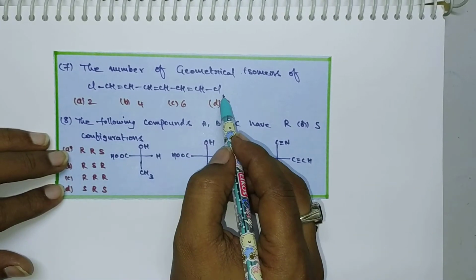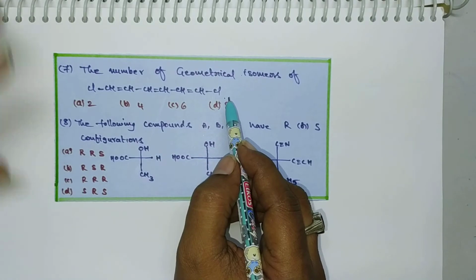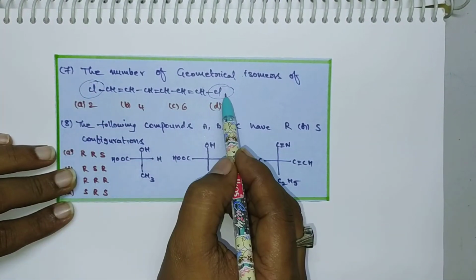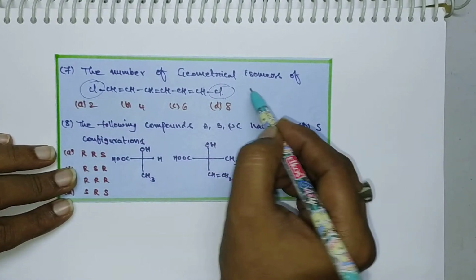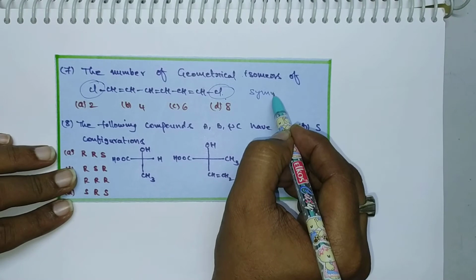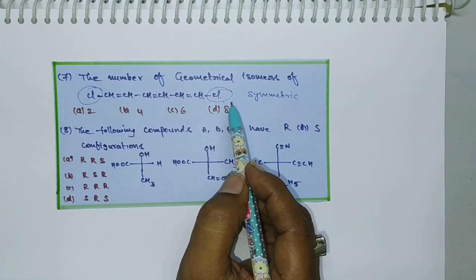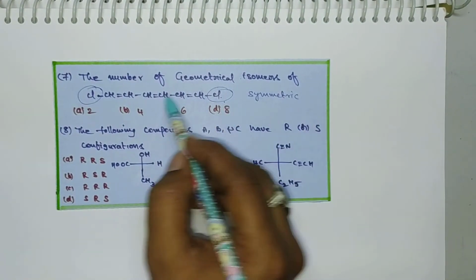So in case of polyene also, we have to check whether the given molecule is an asymmetric molecule or a symmetric molecule. So here also the ends are similar. If the ends are similar, we have to check the ends only. If the ends are similar, then the molecule is a symmetric molecule. So here the molecule is a symmetric molecule. So in case of a symmetric molecule, what is the formula for predicting the number of geometrical isomers?